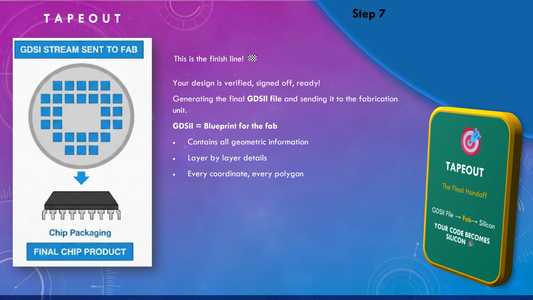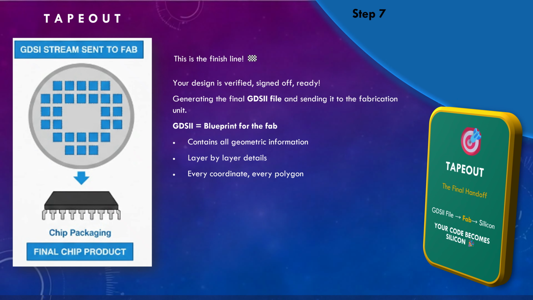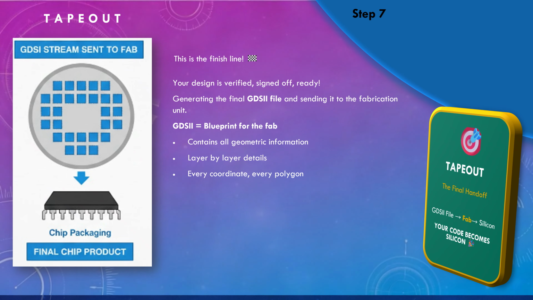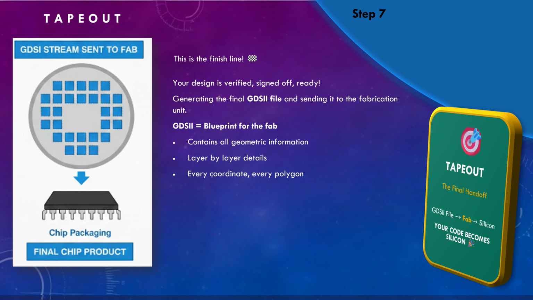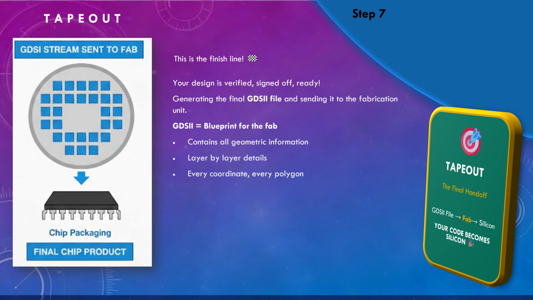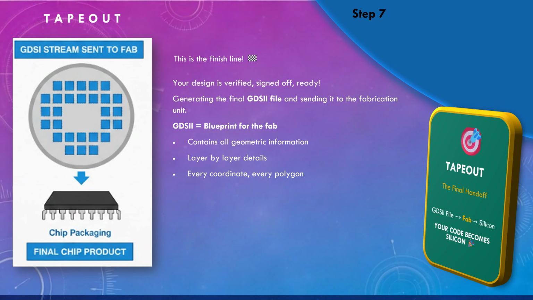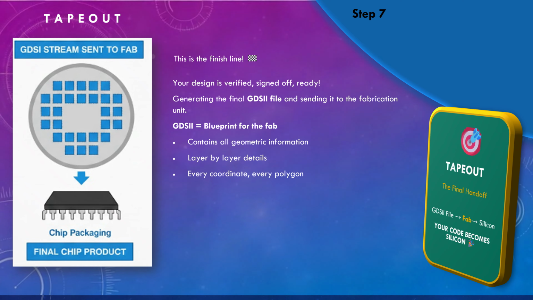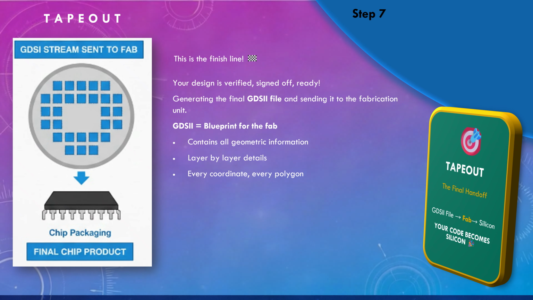You've worked for months, tested everything. Now you hand it to the examiner, the fab. No going back. Once you tape out, the design is frozen. The fab takes over, and after weeks or months, your code becomes silicon. This is where the magic happens.